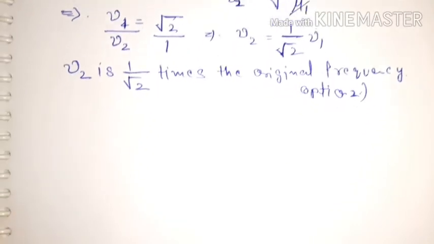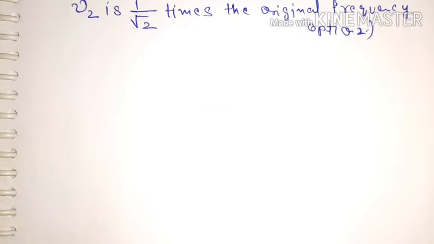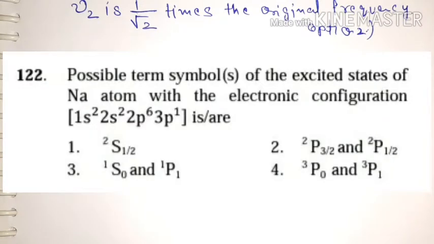Now we move towards our next question, and see, it says: possible term symbols of the excited states of sodium atom with the electronic configuration 1s2, 2s2, 2p6, 3p1 is or are, and we have 4 options. So friends, we have an electronic configuration of sodium atom, and we must find the correct term symbols for this electronic configuration, and this question came for 4 marks. Understand? So let's do the solution of this question.